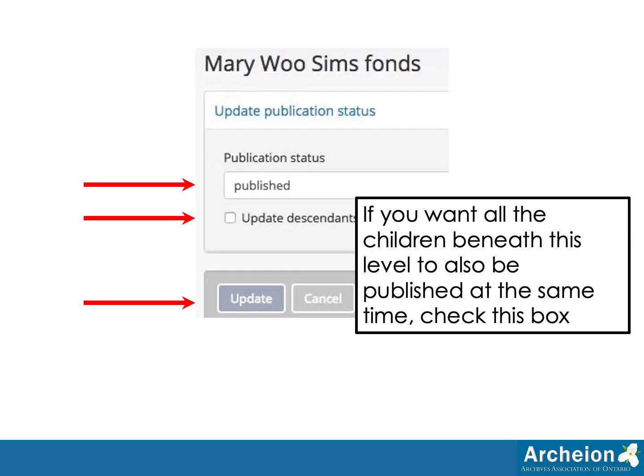In the Update Publication Status pop-up, you can also click Update Descendants if you want all the children records of the description to also be published as well. And so from a top-level description, you can publish all children descriptions from this one form by checking the Update Descendants box and then clicking Update after setting the publication status to Published.